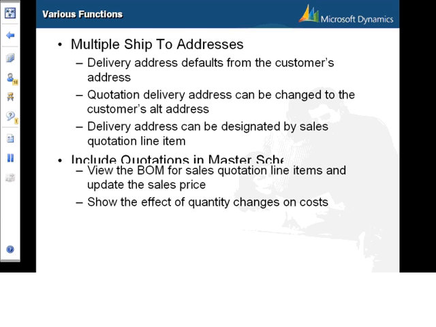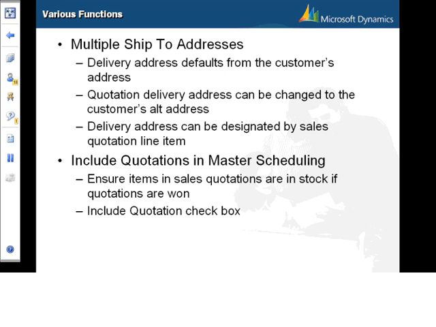Multiple ship-to addresses, so we continue our various functions. The delivery address for sales quotation and its line items defaults from the customer's address. However, the delivery address for the whole quotation can be set to one of the customer's alternative addresses. Alternatively, the delivery address can be designated by quotation line item. This allows for different items of the quotation to be shipped to different addresses of the customer.